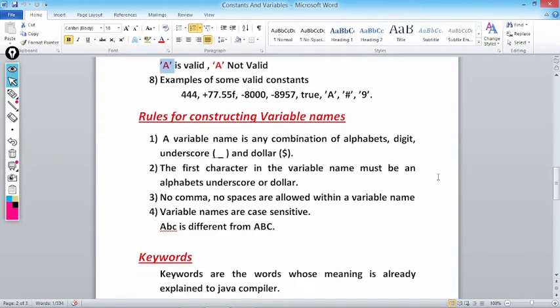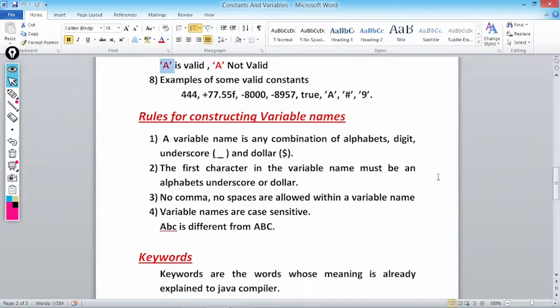Then, rules for constructing a variable name. There are certain rules to define a variable name. First, a variable name is any combination of alphabets, digits, underscore, or a dollar sign. The first character in the variable name must be an alphabet or underscore or a dollar sign. It means you cannot have a digit as the first character.